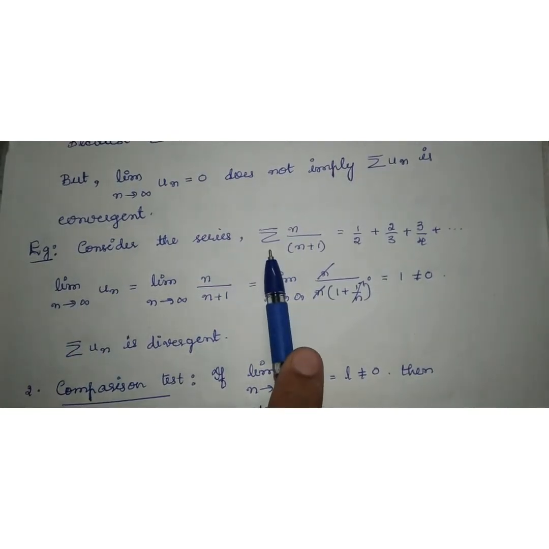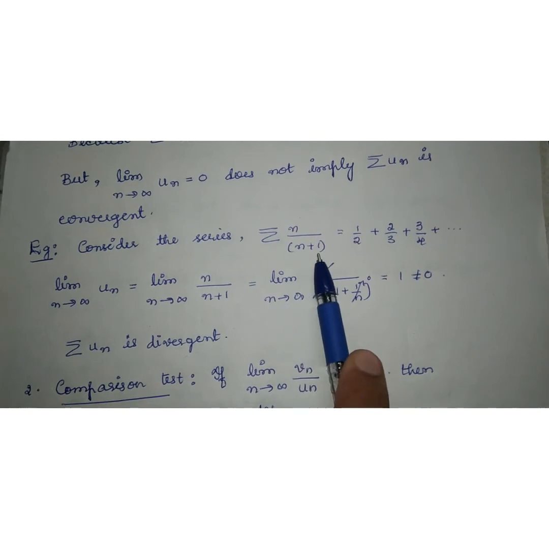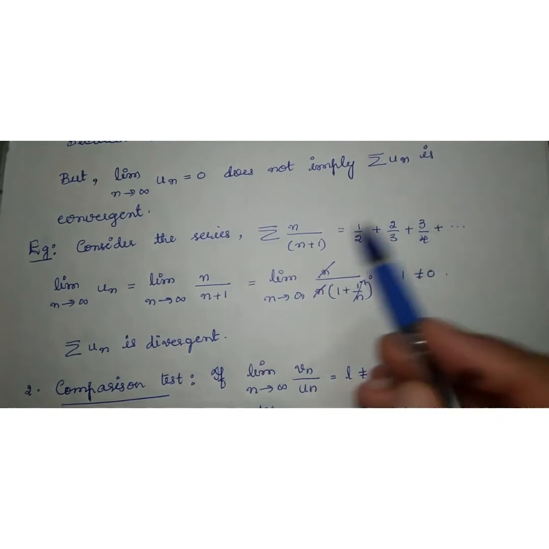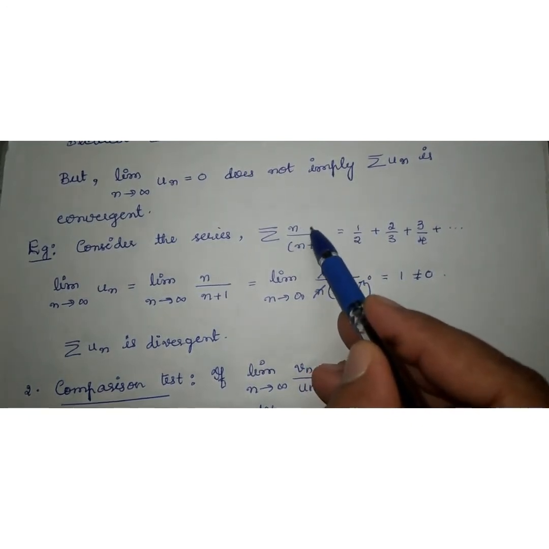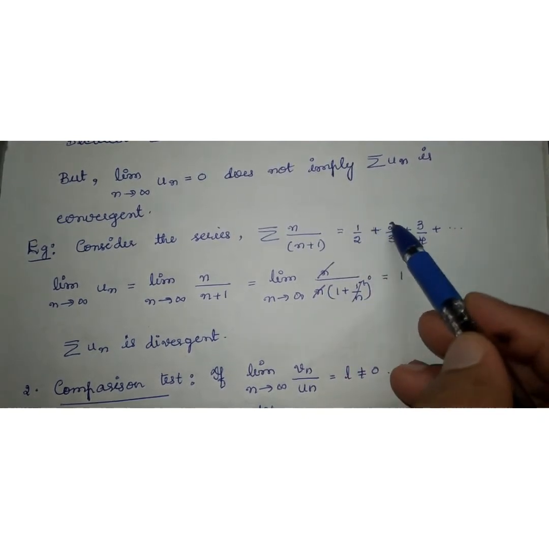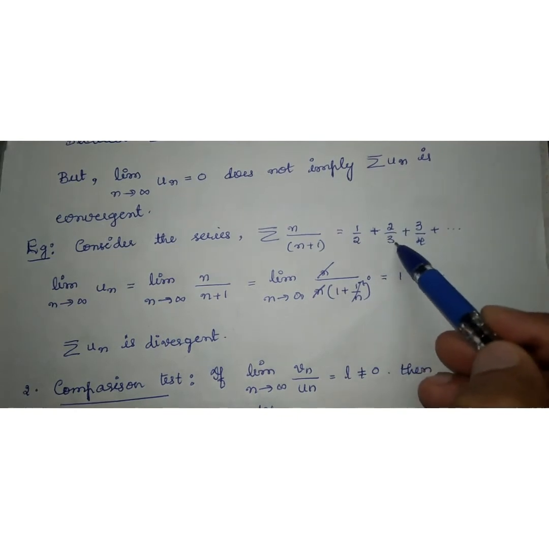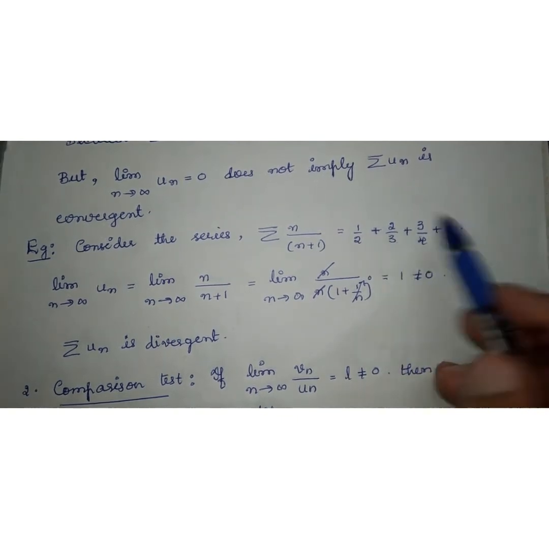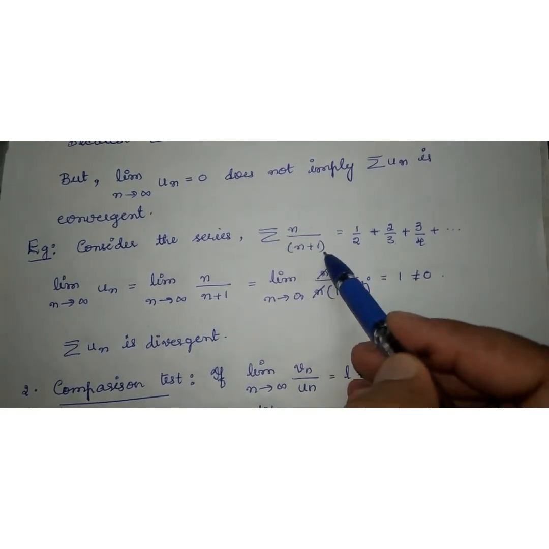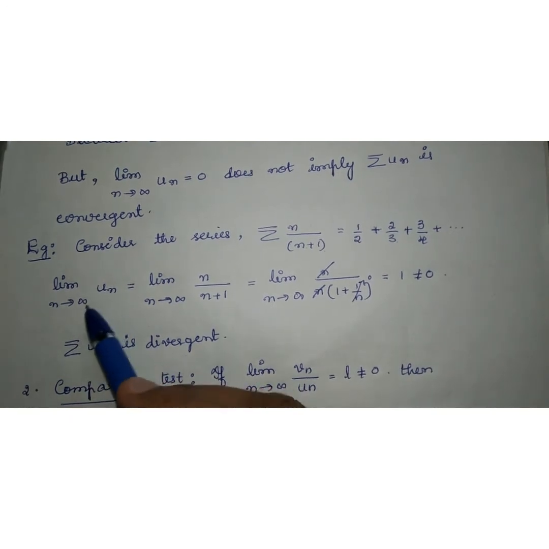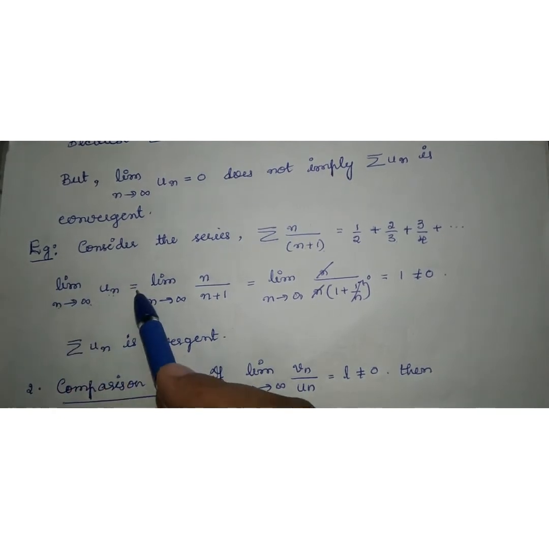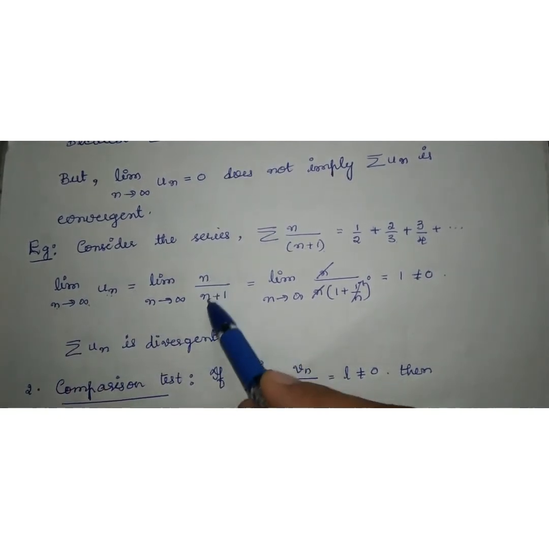The example I have taken is summation n by n plus 1. Whenever it is summation n by n plus 1, we can write the terms here. When I put n equal to 1, it is 1 by 1 plus 1, that is 1 by 2. When I take n equal to 2, it is 2 by 2 plus 1, that is 2 by 3. This is how we get the terms in the series. So the nth term is n by n plus 1. Let us find the limit of the nth term when n tends to infinity. So limit n tends to infinity un equals limit n tends to infinity n by n plus 1.